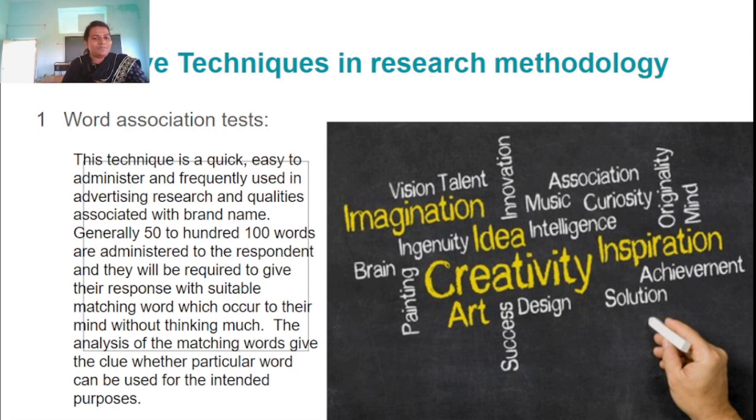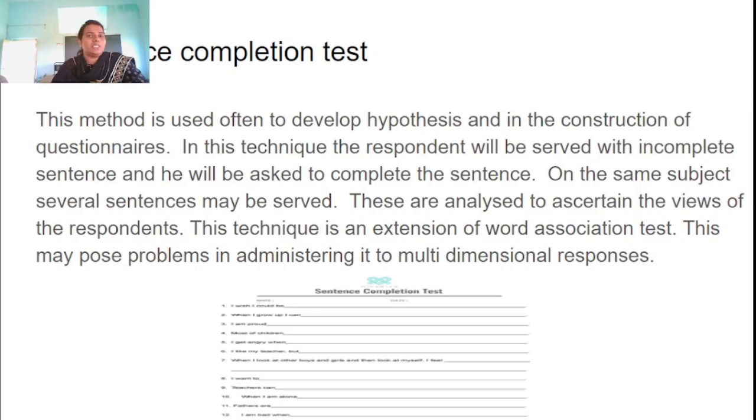Those words will be collected, and analyzing the matching words gives the clue whether a particular word can be used for a given purpose or not. Based on that, we can analyze, since we will have some objectives and predetermined goals, whether it matches or not by using this method. That is one of the methods called the word association test, which comes under the projective technique.